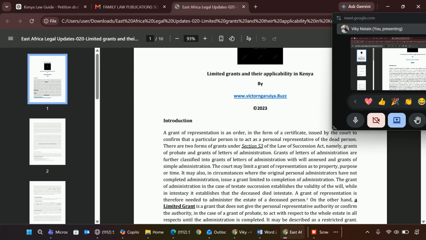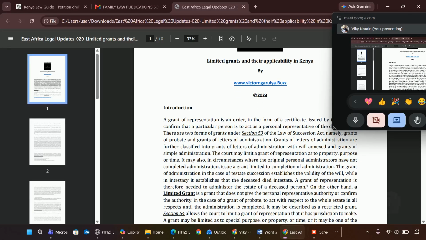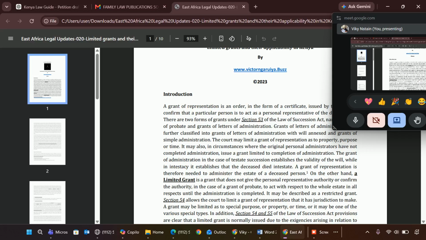Okay, the other thing that you can take away from this publication is that a grant of representation is needed to administer the estate of a deceased person, while on the other hand, a limited grant is a grant that does not give the personal representative authority, or confirm the authority, as in the case of a grant of probate. That is where we have a will to act with respect to the whole estate in all respects until the administration is completed.